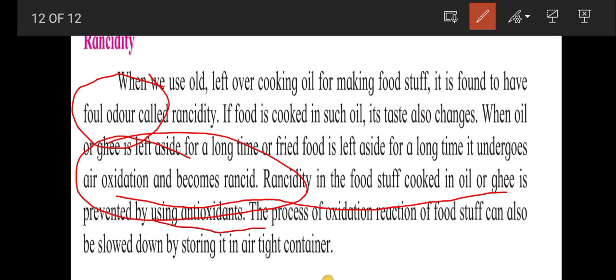The process of oxidation of the foodstuff can also be slowed down by storing it in an airtight container. What they are saying is, in order to avoid rancidity, you have to store the food material in an airtight compartment, जिसमें हवा अंदर आती नहीं और बाहर जाती नहीं. So that is rancidity and how to overcome rancidity.